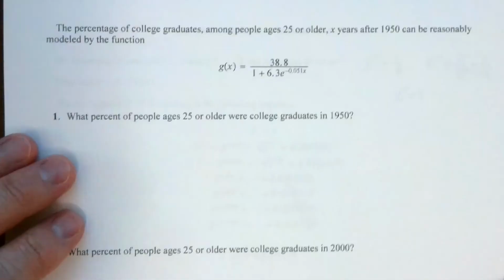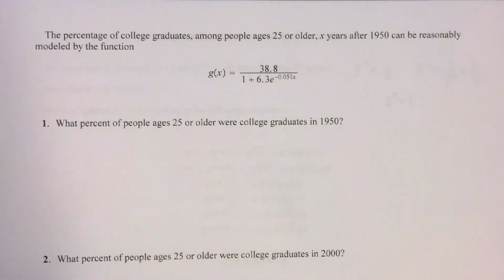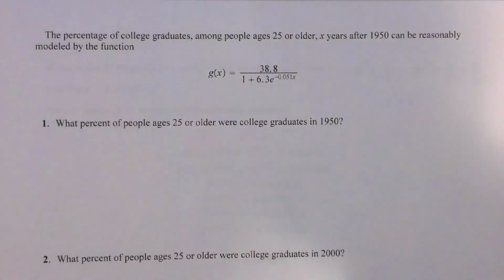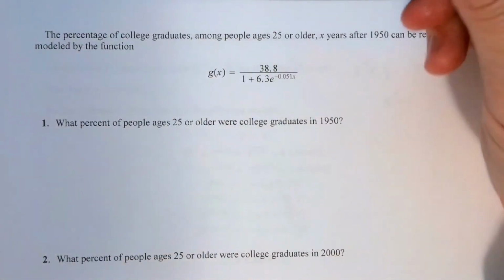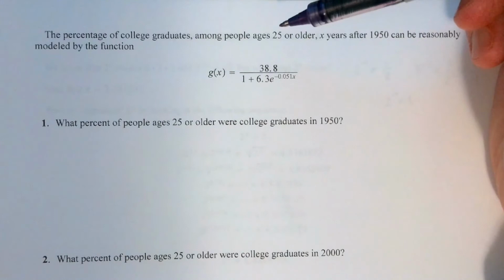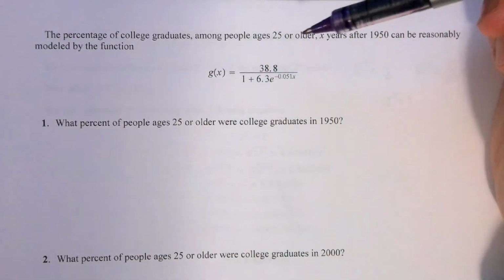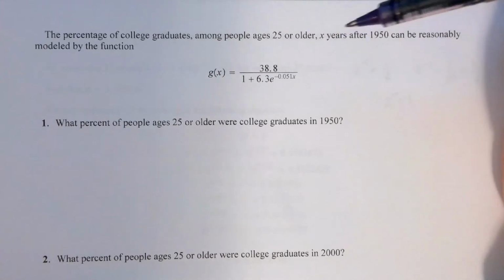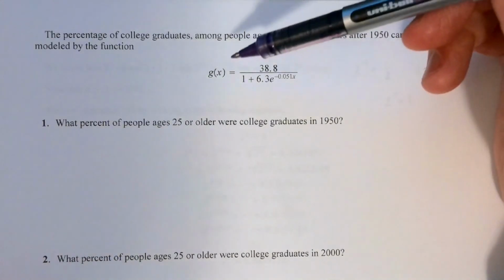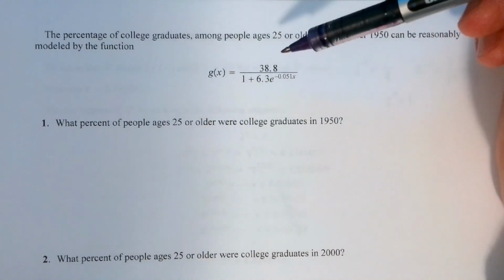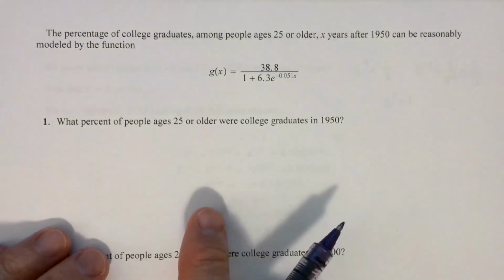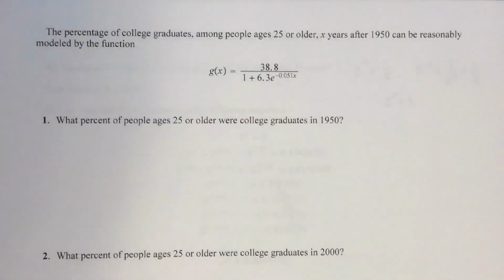Now, look at one last example. There's other modeling problems where exponential functions come into play, and here's just one example. This is a model that someone created to model the percentage of college graduates among people ages 25 or older, x years after 1950. This model here can approximate that percentage. So what percent of people ages 25 or older were college graduates in 1950?